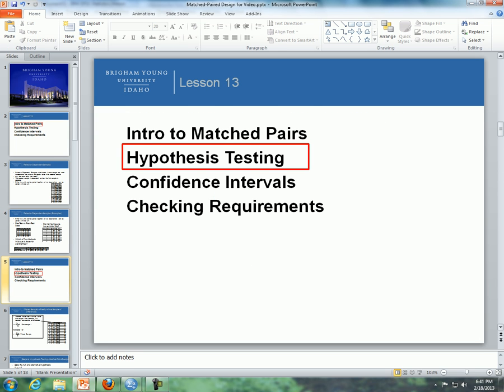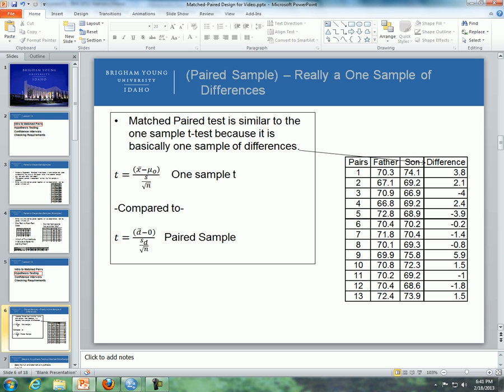Okay, so now with hypothesis testing for matched pairs, I want you to see that it's similar to a one-sample t-test. A matched pair t-test is similar to a one-sample t-test because it's basically one sample of differences. As you saw, we take the difference between the fathers and sons and we get a column of differences. Now if you remember back in Lesson 12 with a one-sample t-test, this is the test statistic for that. Notice down here the test statistic is fairly similar to that.